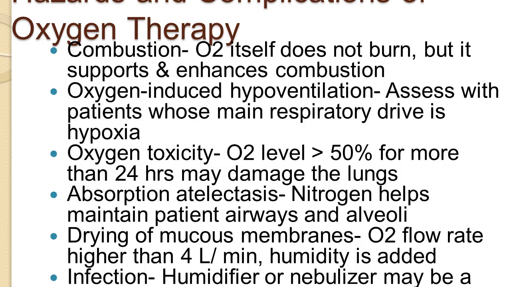Okay, so the next one is absorption atelectasis, and this is where you think about nitrogen versus oxygen. Nitrogen makes up about 79% of room air, and the other is oxygen, which makes up about 21%. And it's the nitrogen that actually prevents alveolar collapse, and when high levels of oxygen are given, it starts to dilute that nitrogen, and then O2 diffuses from the alveoli into circulation, and then you might have alveolar collapse.